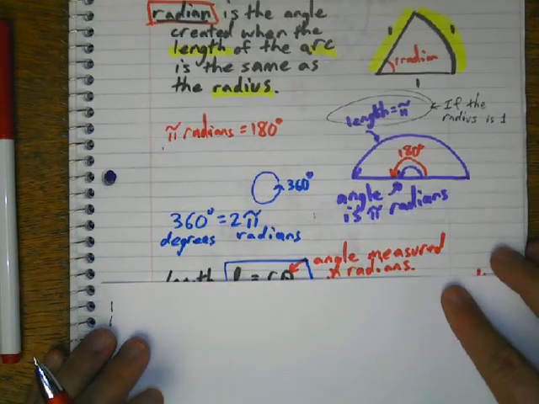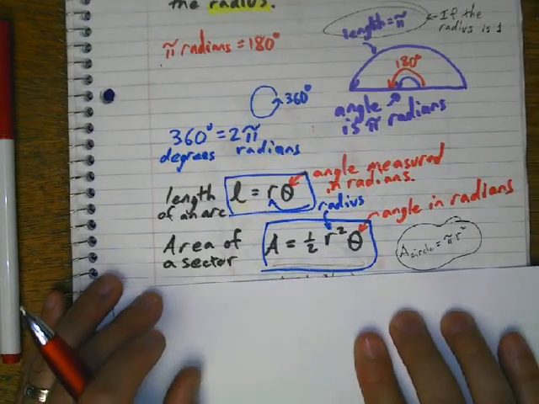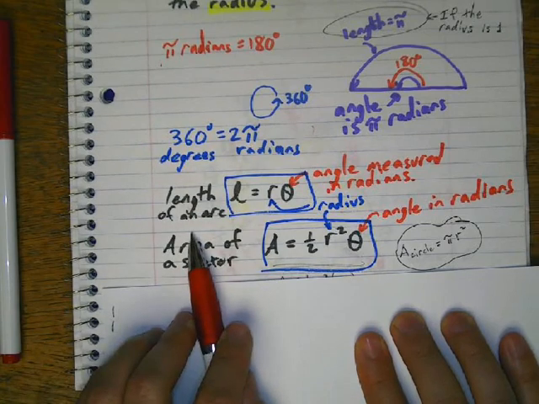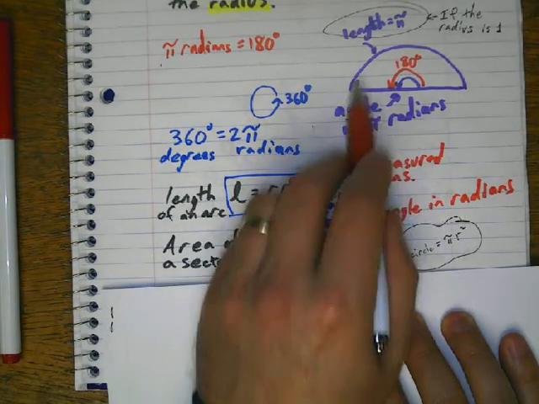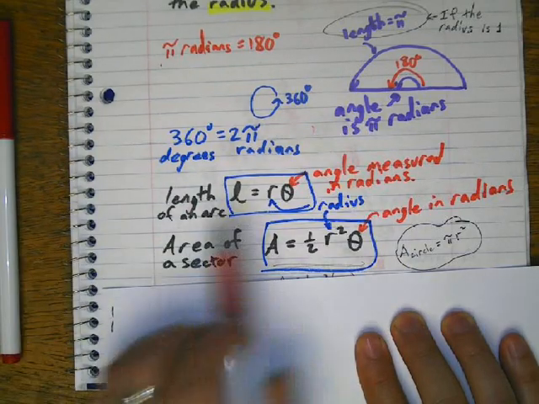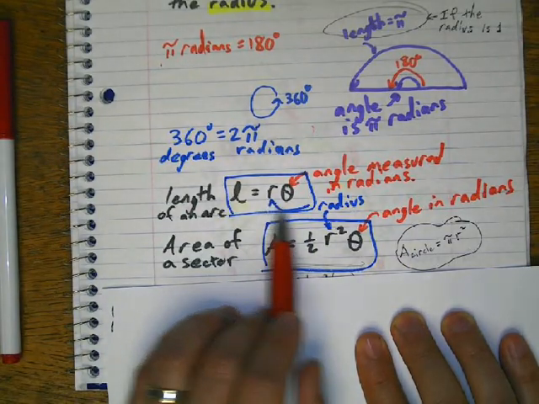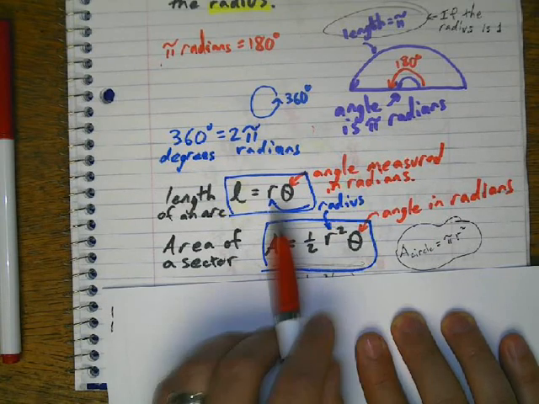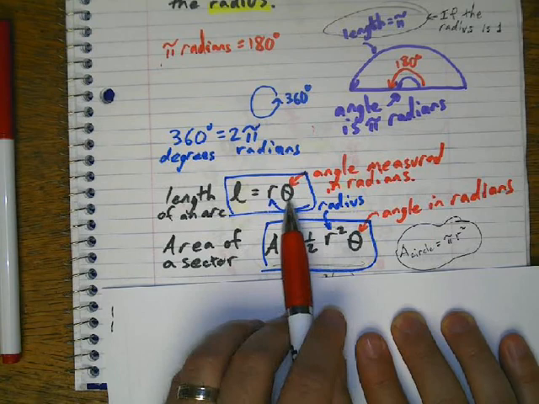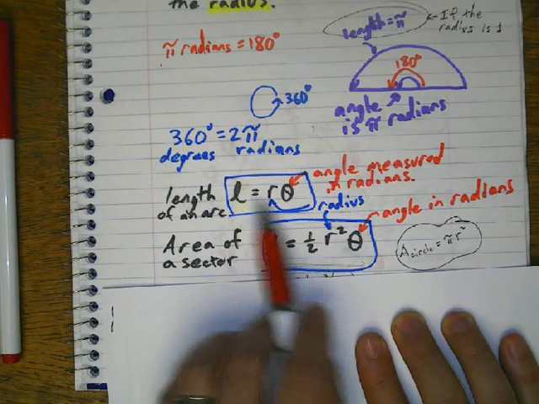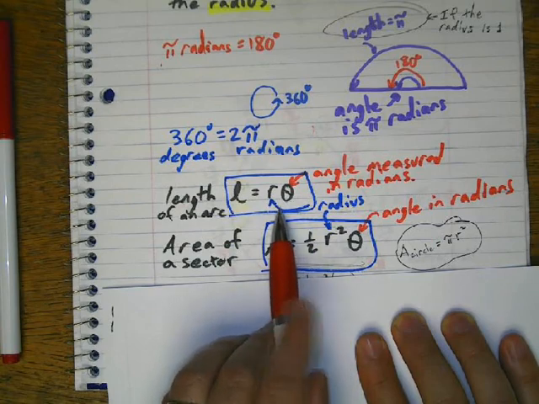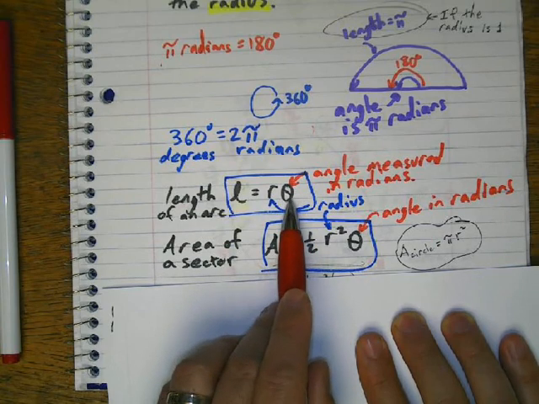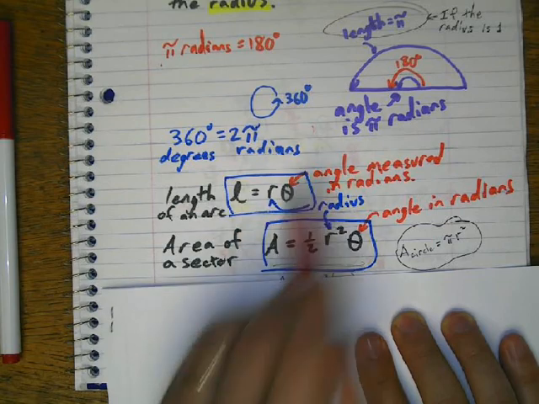Okay, so these formulas are in your formula packet. The length of the part of the arc, which is the line at the edge of the circle, part of the circumference, is equal to the radius times the angle measurement in radians. So like I said, if the radius was 1 and this value here was pi, then I would have the length of pi. I'll say that again. If the radius is 1 and this is pi in radians, then the length would be pi.